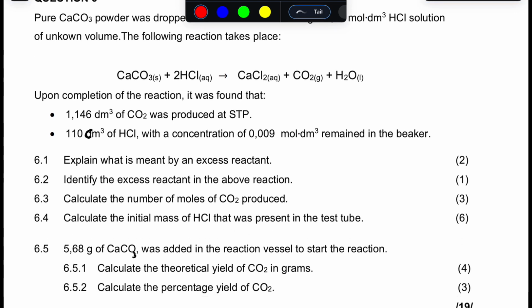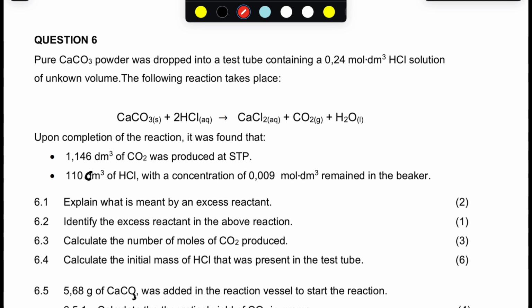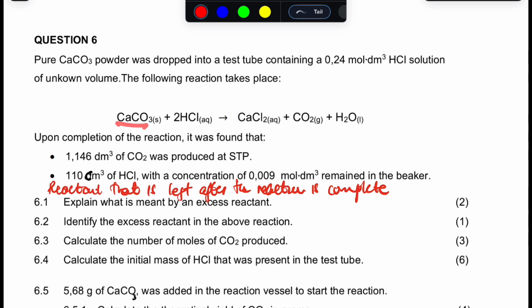Now guys, it says here, explain what is meant by the excess. The excess, guys, is a reactant that is left in the reaction. The excess reactant is the reactant that is left after the reaction is complete. So guys, between these two, the calcium carbonate and the HCl, let's say the HCl is the excess.